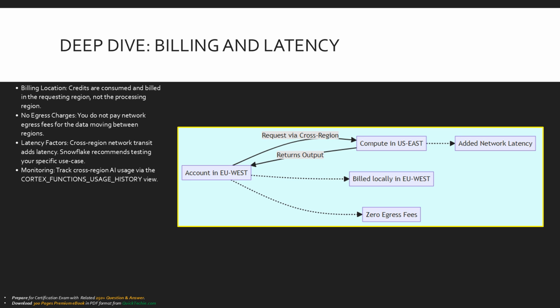This diagram illustrates the economic mechanics. Your account in the EU West region sends a request to compute resources in US East. US East processes it and returns the output. Look at the resulting impacts. The billing happens entirely locally in your EU West account, and there are strictly zero egress fees applied. The only architectural trade-off you must plan for is the added network latency on the far right.